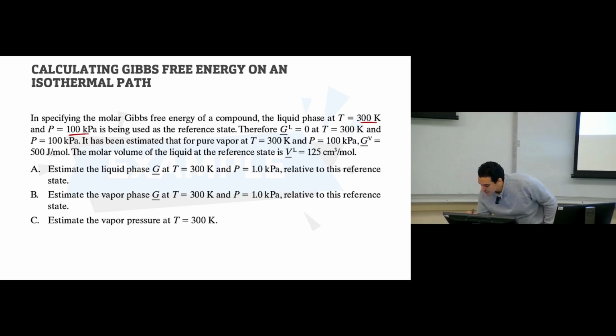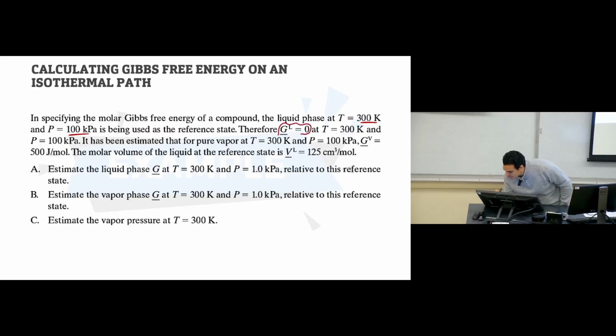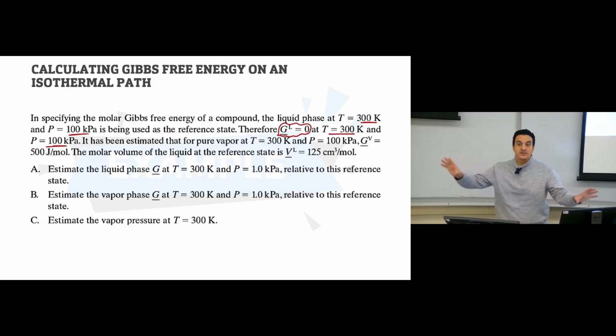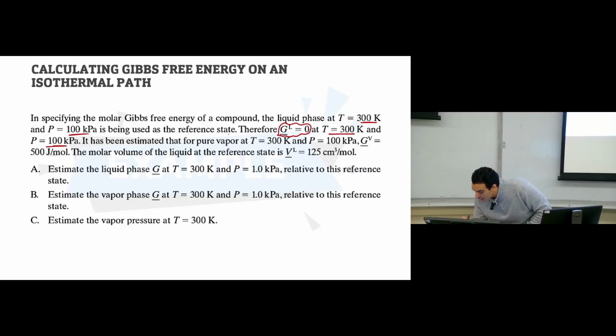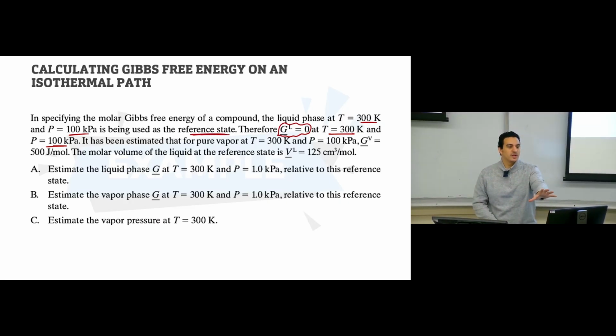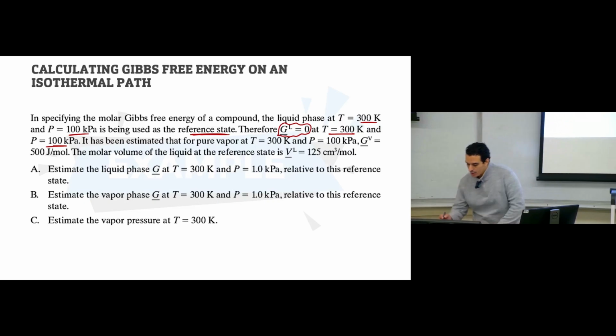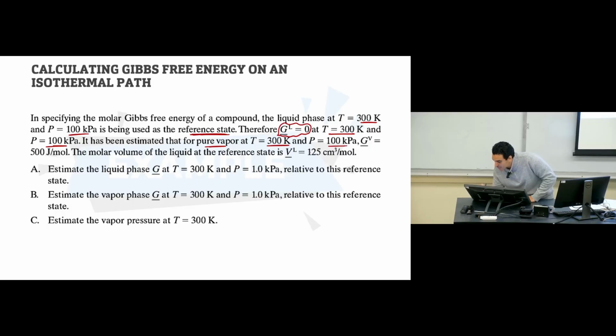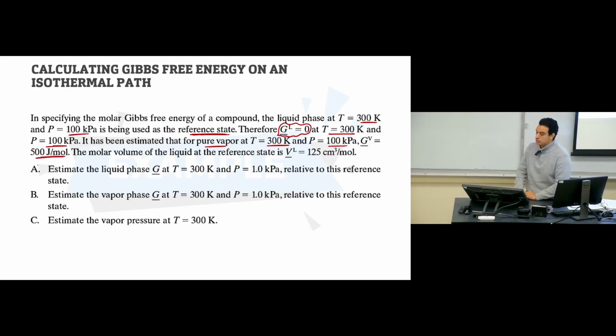Okay, this is what it says clearly, that molar Gibbs free energy is zero at this temperature and at this pressure. So if I didn't put this sentence, but I only give you that this condition is the reference state, this means the molar Gibbs free energy is zero. If you are working with fugacity, it will be zero. So whatever criterion at this reference condition, assume it to be zero. Clear? Okay. It has been estimated that we have pure vapor at 300 Kelvin, 100 kilopascal. Gibbs free energy for the vapor at this condition is 500 joule per mole.